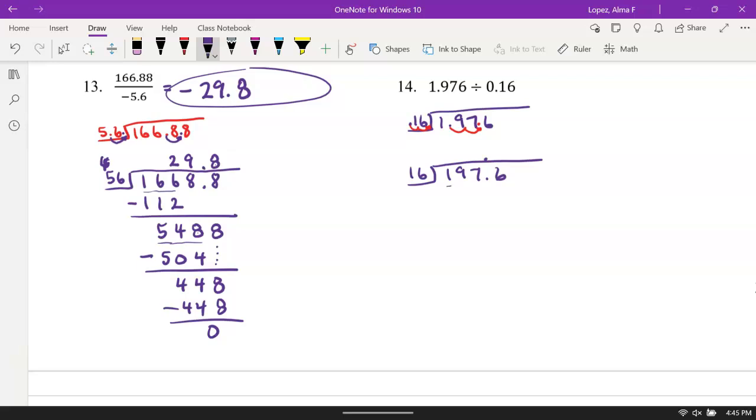16 doesn't go into 1, but it does go into 19 one time. 1 times 16 is 16, and we subtract. I'm going to end up with a 3. I'm going to bring the rest of the number down. 16 doesn't go into 3, but it does go into 37. It goes into it 2 times. 2 times 16 will be 32, and we subtract. That's going to be 5, and you bring down the rest of the number.